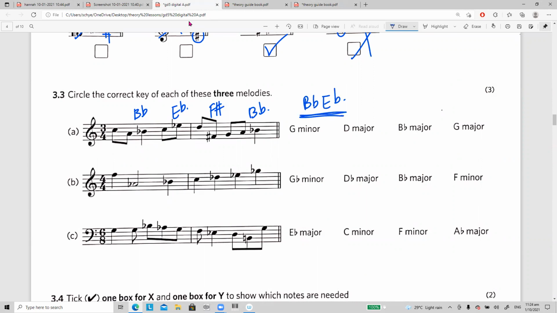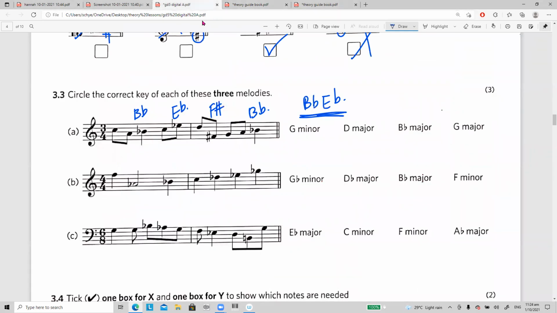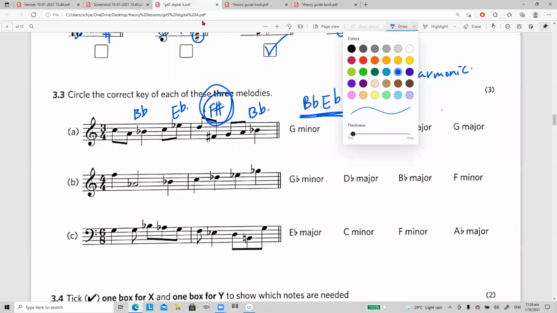Okay, so you write down B flat, and then after B flat, it should be followed by E flat. So these two are normal flats, because it's usually how we arrange the flats. B and then followed by E. So these two are normal. So this is the unusual one. F sharp is the unusual accidental. When you see unusual accidentals, usually we will take it as the 7th note of the harmonic minor. So F sharp is the 7th note.